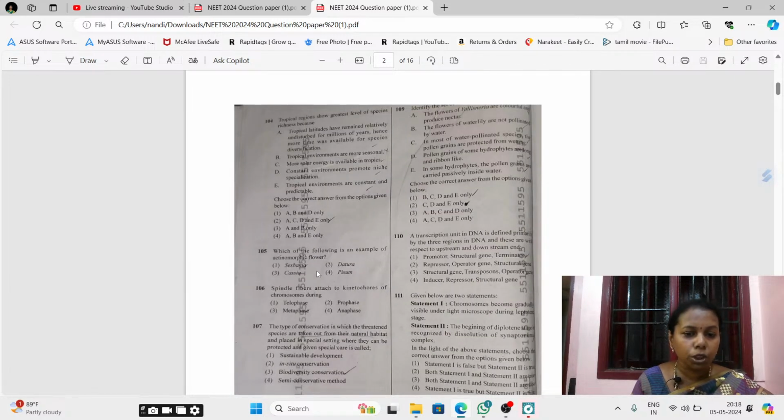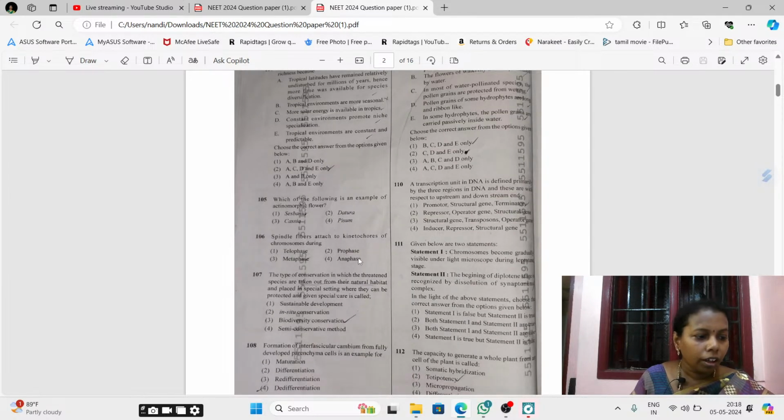Question number 5: which of the following is an example of an actinomorphic flower? Again, NCERT line from morphology of flowering plants. Answer is 2. Datura is the correct answer. If you also answered correctly, you can share your views. But anyway, I'm just giving the answer.